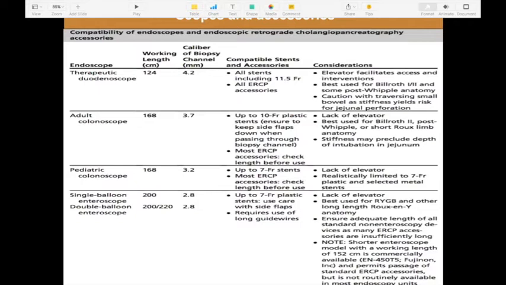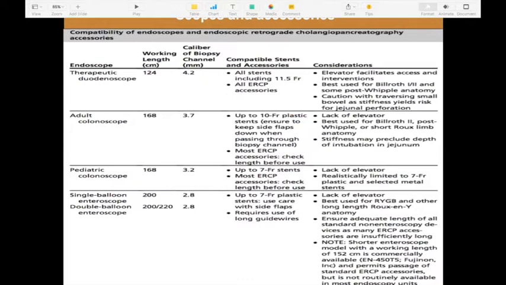In addition, the elevator is present in an ERCP scope, which is not present in the other scopes. And when you see adult colonoscope, the length is around 168 centimeter. The therapeutic diameter is 3.7 millimeter, and up to 10 French plastic stent can be deployed. But beyond that, the stent may not pass. The shortcomings are that there's a lack of elevator. And I'll show you later on that it is best used for patients who have Billroth 2 or post-Whipple anatomy. It's not good for patients who have very long limb.